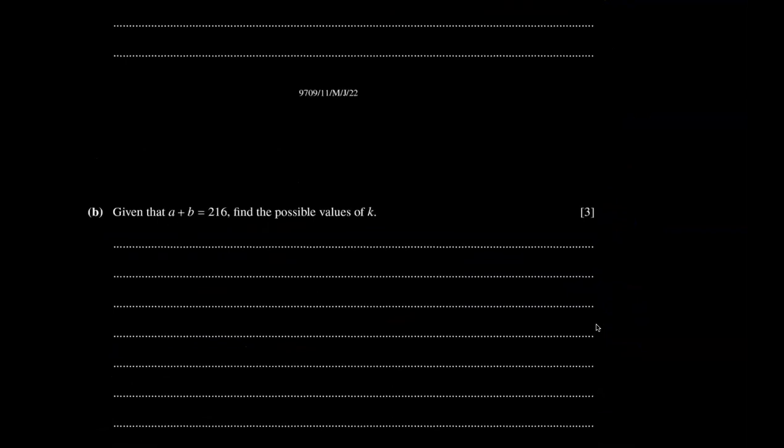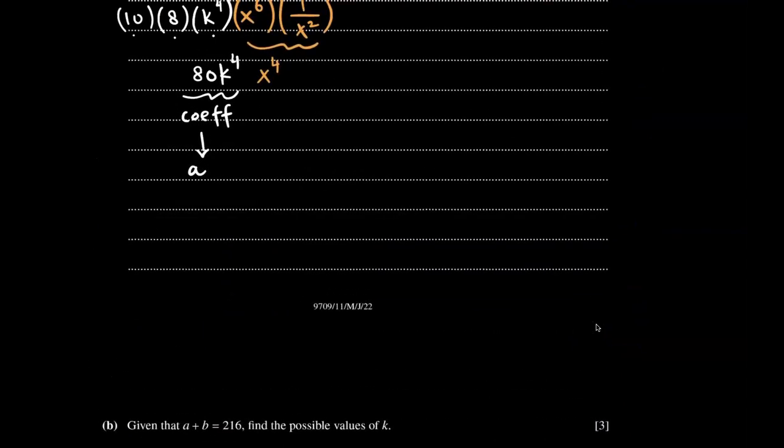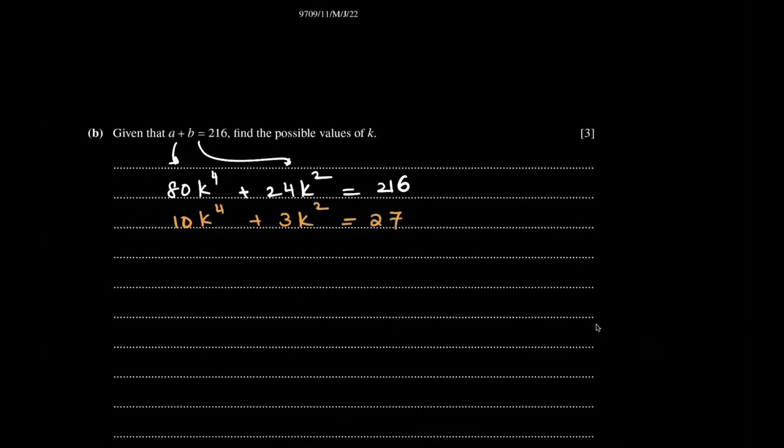Given that a plus b, they add up to 216, find the possible values of k. So what is the coefficient a? That is 80k⁴. This is your a. And what is your b? Your b is 24k². And this adds up to 216. Let's divide by something. Let's say we divide by 8. So what do we get? This is 10k⁴, and this is 3k², and this equals 27. Let's transfer all the terms to one side. 10k⁴ plus 3k² minus 27 equals 0.